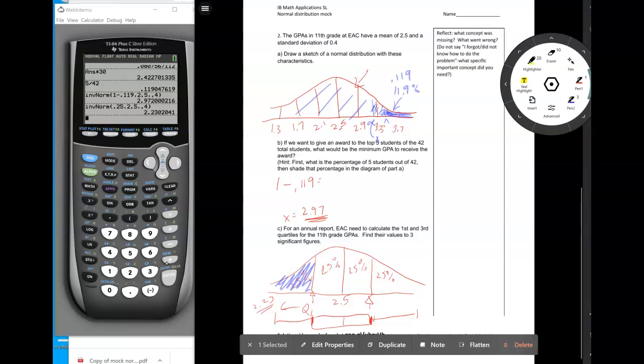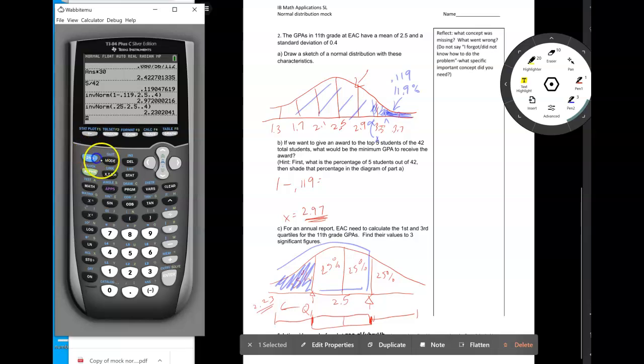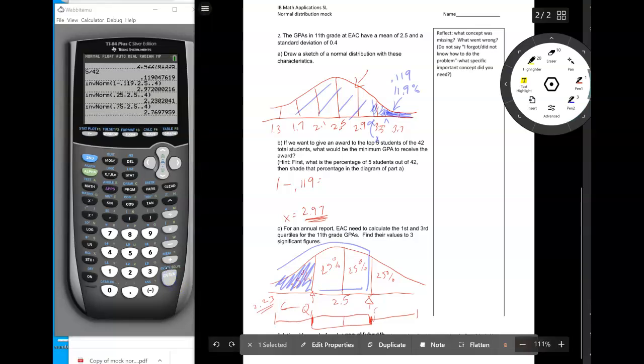And then if we want to know this region here, we can see that the left region is 0.75. So we're just going to do inverse norm again, and instead of 0.25, we're going to put 0.75, and this will give us the third quartile. We keep the mean and the standard deviation the same. And the answer is 2.77. So the third quartile is 2.77.